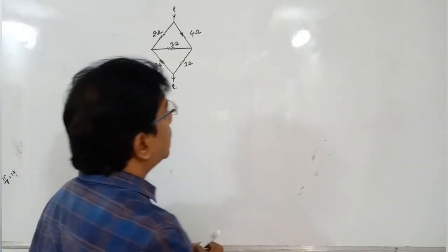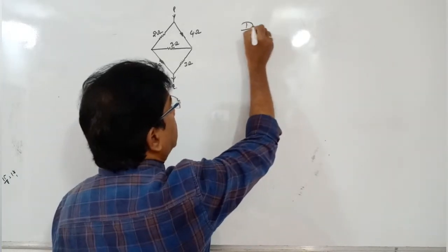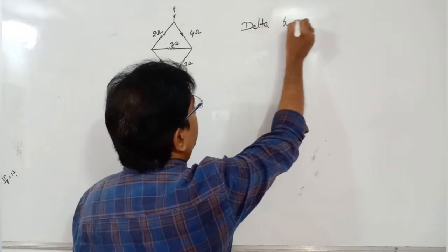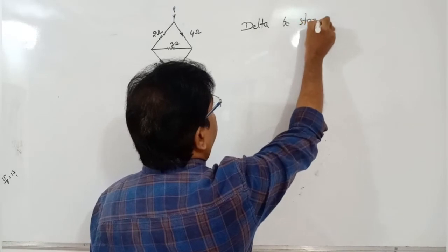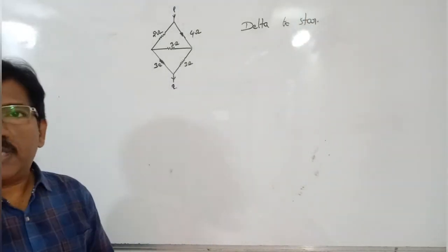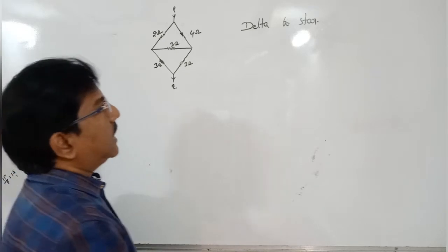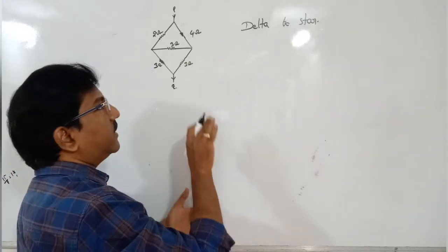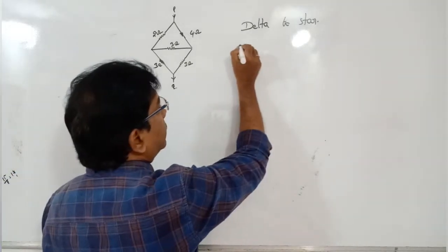Then we have to recall the formula, that is nothing but the delta to star model. That could be applicable here. What is delta and how can we convert it into star? We are going to study that.